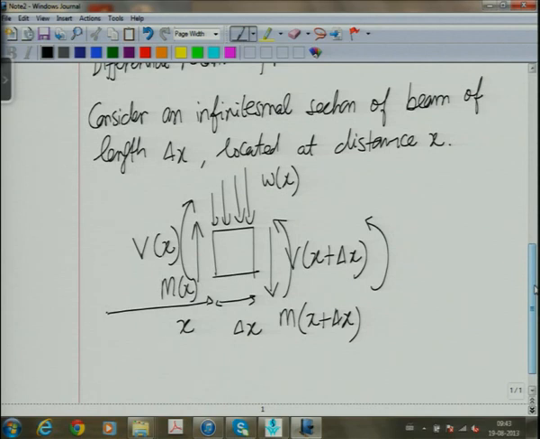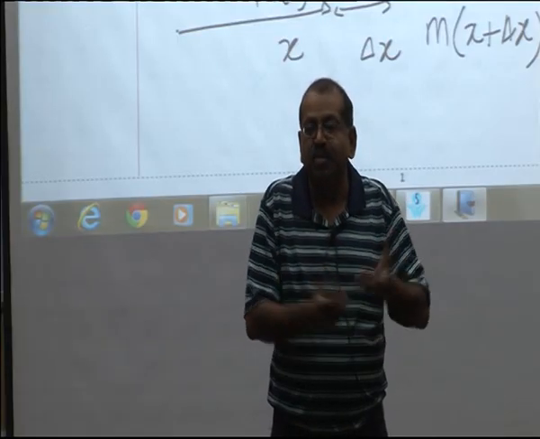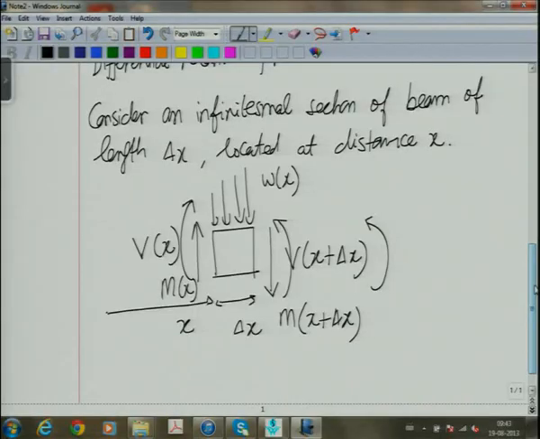So now, given this, all I have to do is write the equations of equilibrium. What are my equations of equilibrium? Sigma Fy is equal to 0 and sum of moments is equal to 0. So let us do this. Let us write our equations of equilibrium. When I put sigma Fy equal to 0, what will I get?